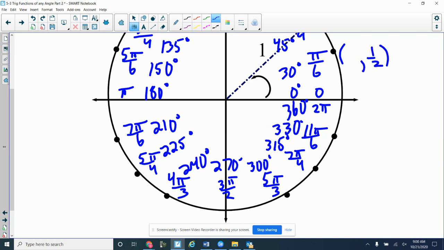Now, we could prove that with this. The sine of 30 is opposite over hypotenuse, so that's 1/2, right? The cosine of 30 degrees would be radical 3/2, which is the equivalent of 0.8660. If you plug in cosine of 30, you should see 0.8660 because that's equal to radical 3/2. So the x coordinate here is radical 3/2.